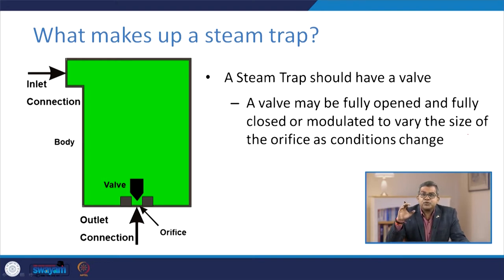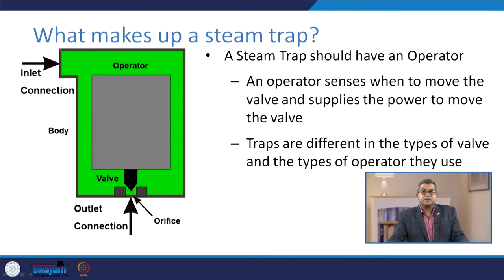Now, a steam trap should have a valve. A valve may be fully opened, fully closed, or modulated to vary the size of the orifice as the conditions change. Here you see that this is the valve and it changes as per the prevailing conditions. A steam trap should also have an operator. This operator senses when to move the valve and supplies the power to move it. Traps differ in the type of valve and the type of operator they use.